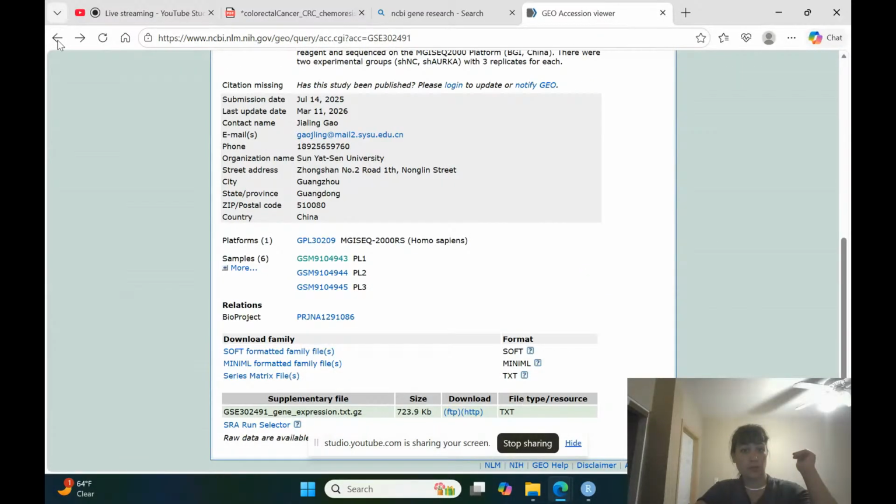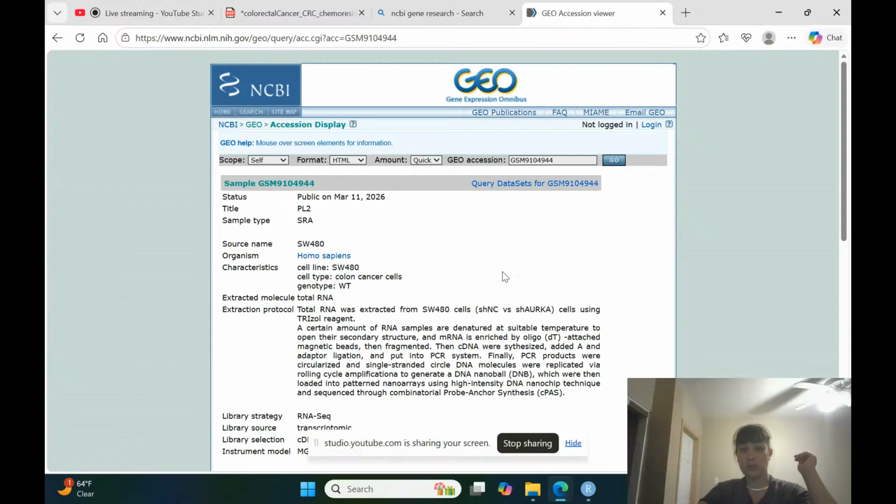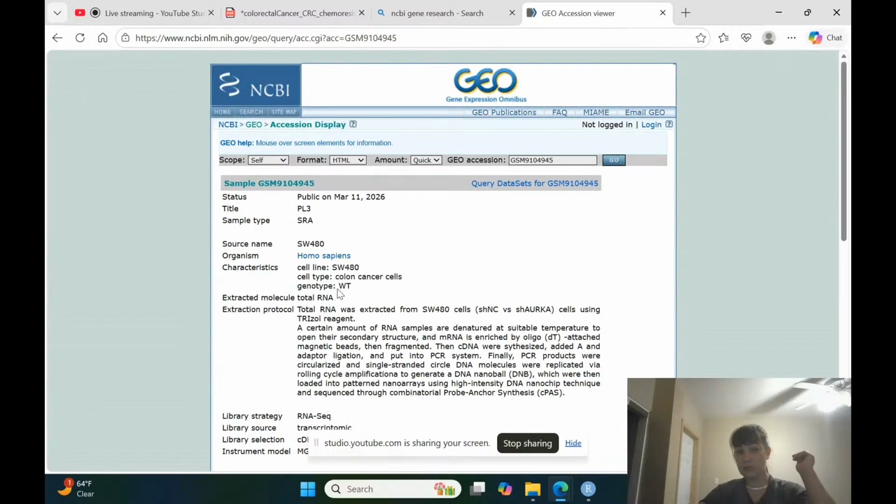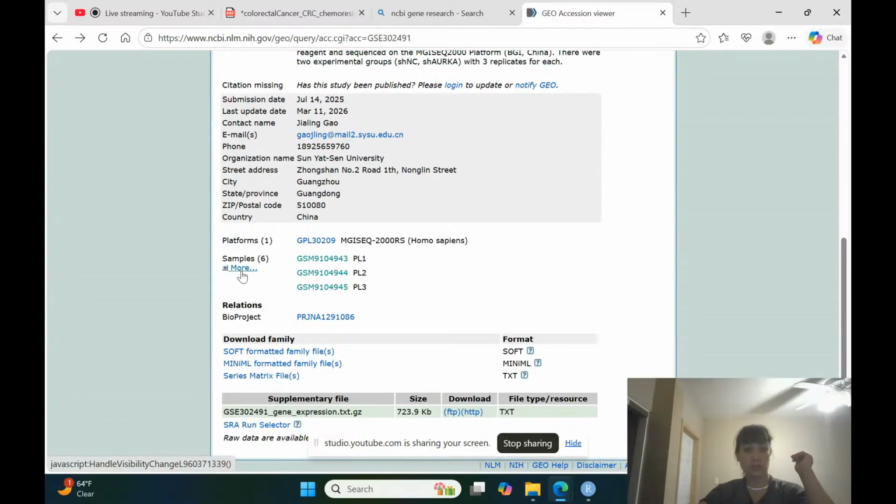We're going to go back. This should be wild type as well. Colon cancer cells, wild type. This is the cell line. It sounds like it's a commercial cell line. I think that's what they said in the reading. Another wild type colon cancer cells. Now we'll see what the other one is.